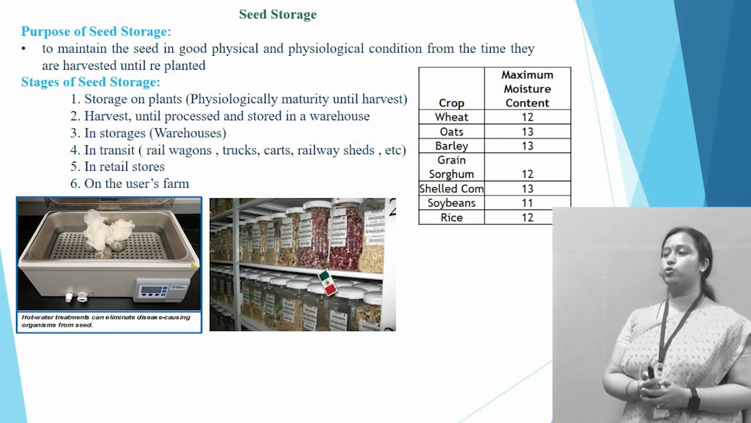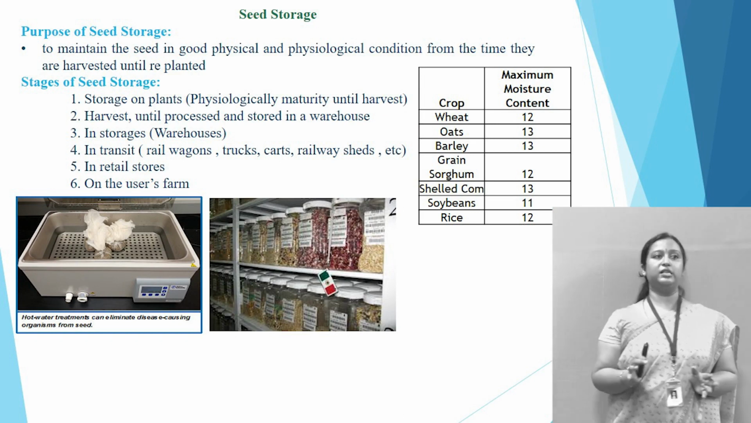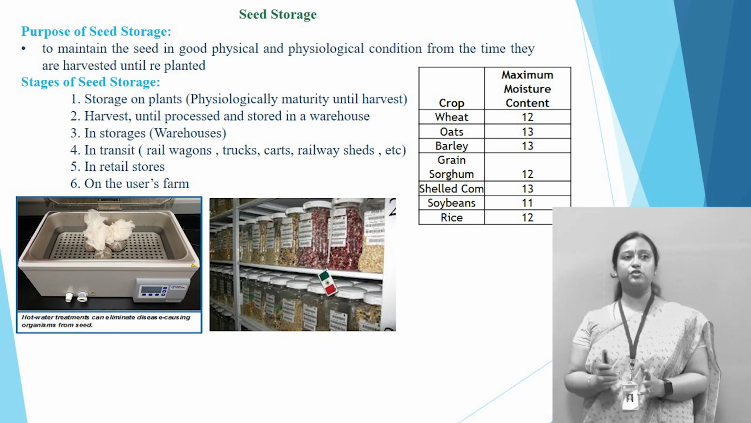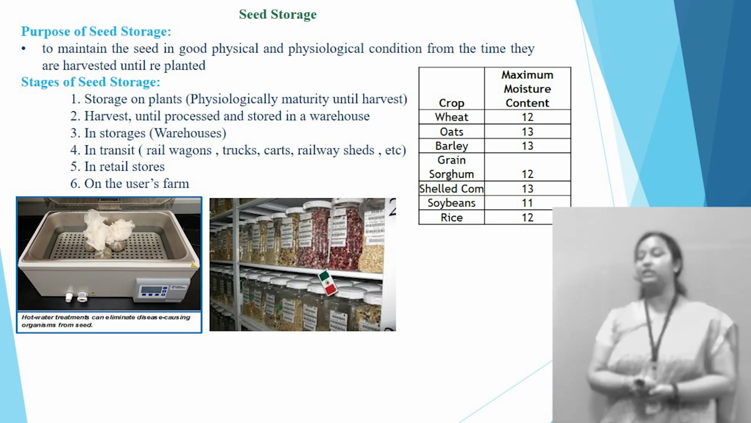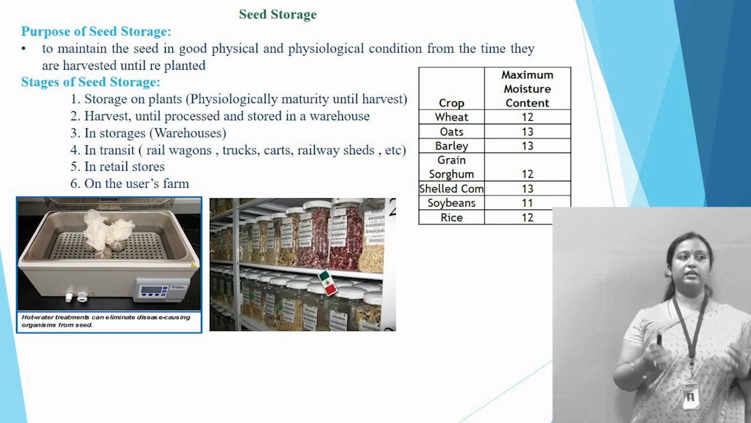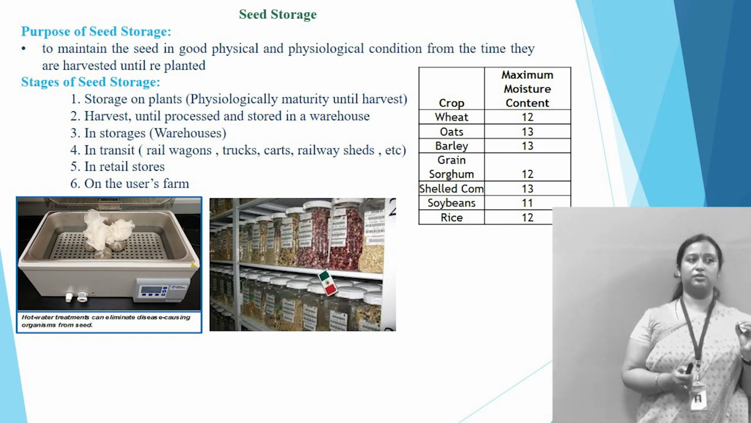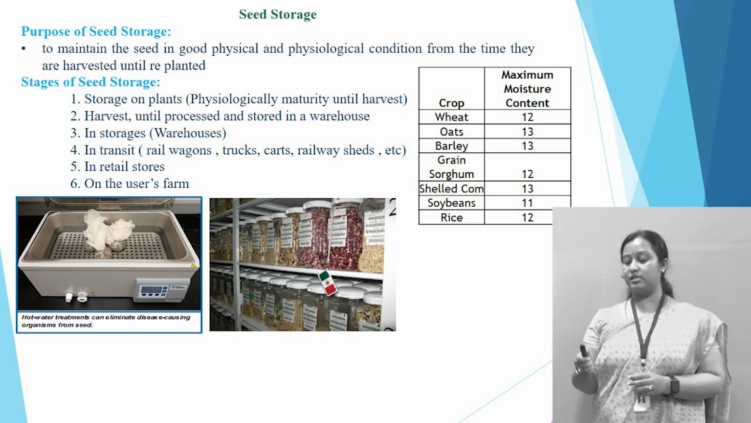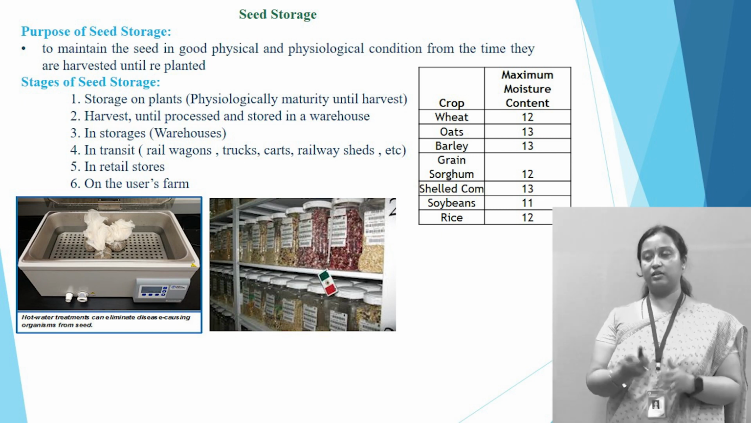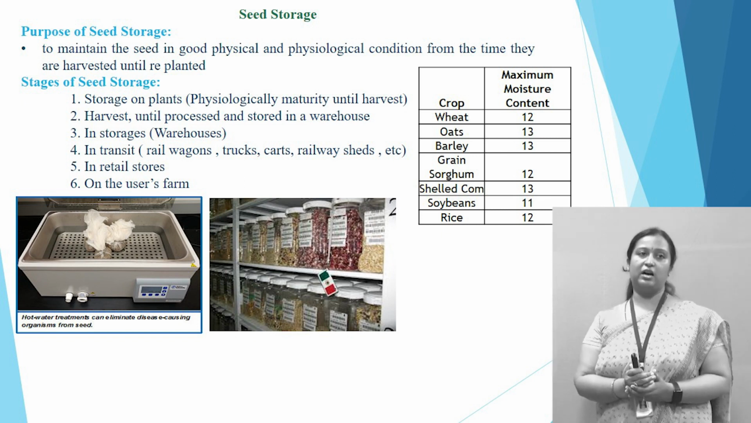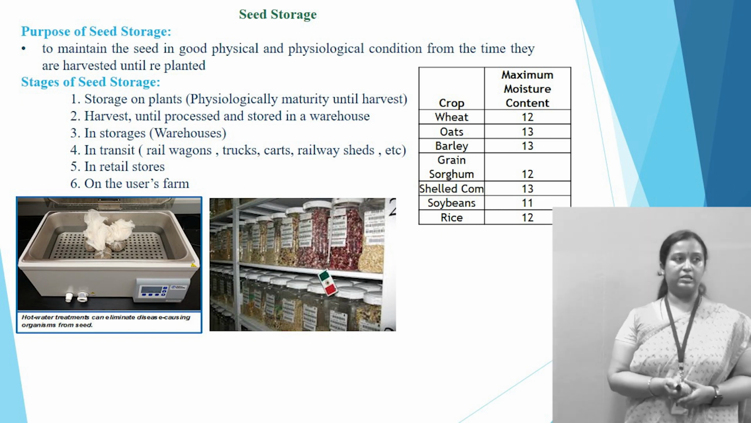Next is storage of seed. The purpose of seed storage is to maintain the seed in good physical as well as physiological condition from when they are harvested until they are replanted. Until then, seeds are effectively stored. The stages in this are, first, storage on plants. Some seeds are stored on plants, where they can be kept longer than after the harvesting period. As long as possible, it is kept on the plant itself.